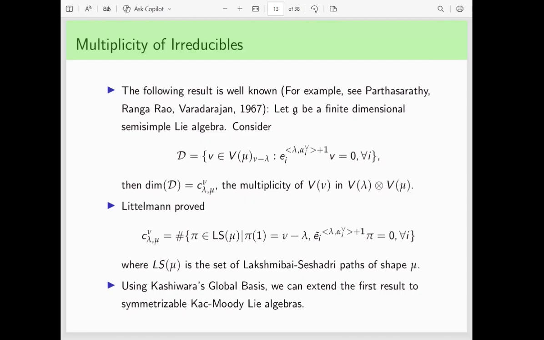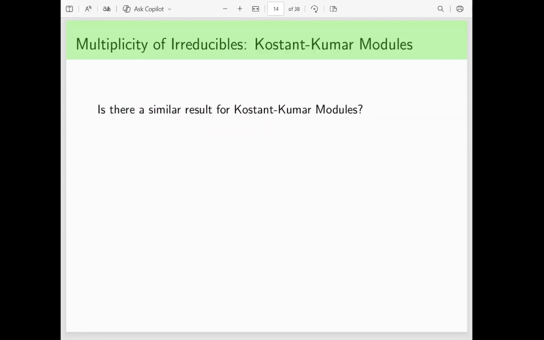An alternative proof of this we later discovered was given by Samuel Gerards and Shravan Kumar, who used a different limiting sort of argument. So this result is already known for the entire tensor product. Is there anything similar for Kostant-Kumar modules?